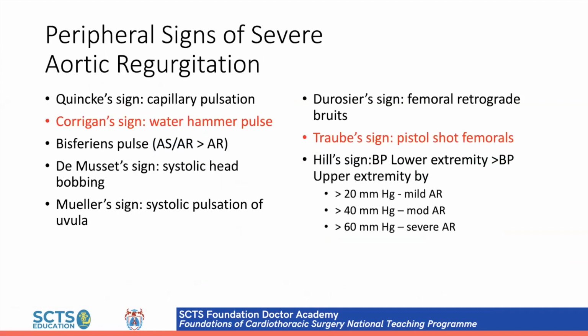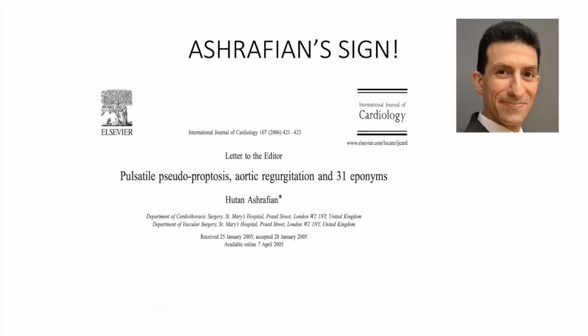There are many eponymous signs. We know you can get the water hammer pulse, the collapsing pulse, which you can feel when you lift the arm up. You find that they have very strong pulsation. There are things such as the de Musset sign, the systolic head bobbing. There can be the pistol shot femorals, and the Quincke sign, the capillary pulsation. When I was doing the research for this talk, I discovered another sign, which is called the Ashrafian sign, and this is pulsatile pseudoproptosis.